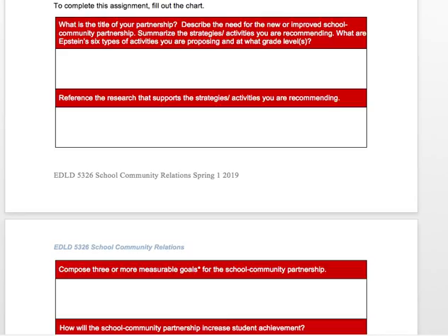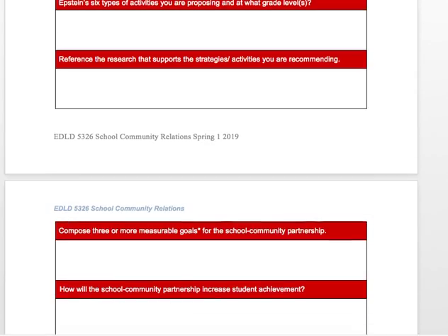Okay, then the next thing you're going to look at is composing measurable goals. When you're composing a measurable goal, it has to precisely describe amounts. So you may say, I'm going to increase attendance by 20%. I'm going to reduce discipline by 15%. Those are the kinds of measurable goals that we want you to have.